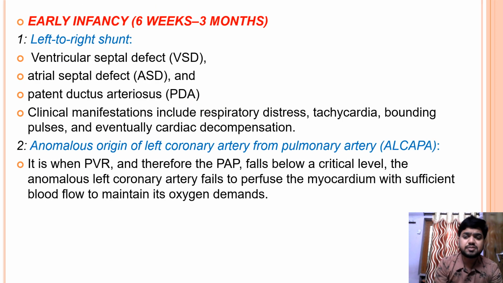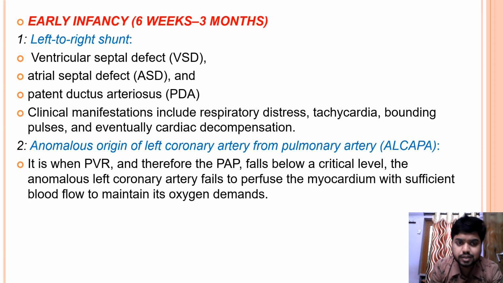So early infancy, then we go a little late, not immediately the neonatal period. They sustain for some 4 weeks, 6 weeks, and within 3 months they present. What are these? They are left to right shunt lesions or ALCAPA. ALCAPA is anomalous origin of left coronary artery from pulmonary artery.